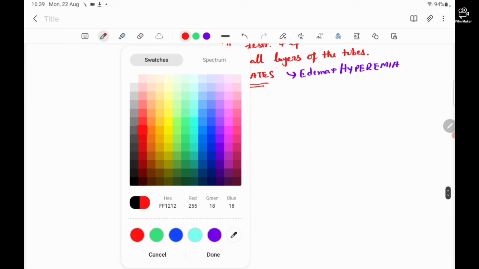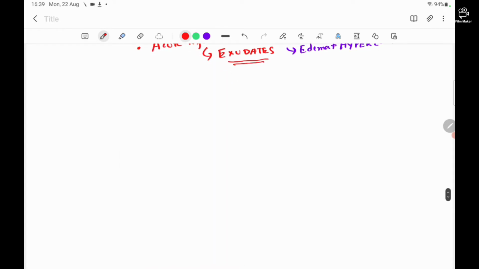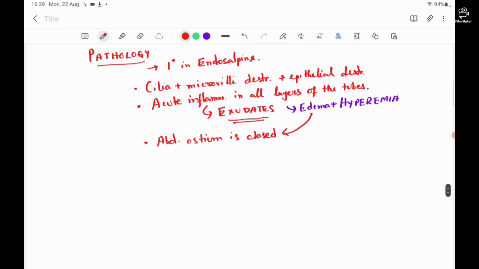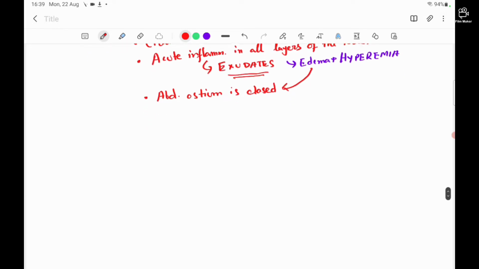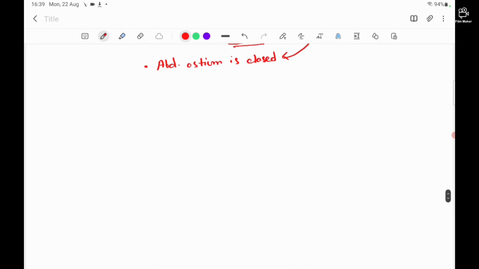Apart from this, the abdominal ostium is closed. How is it closed? This is closed by this edema. So you see the pathology, how well knit it is, one after another. Then the exudate flows through the abdominal ostium.